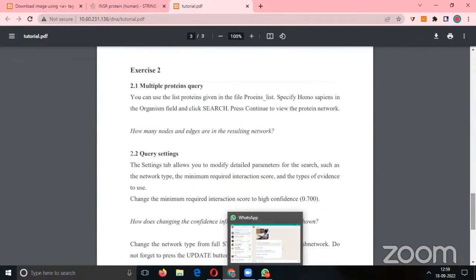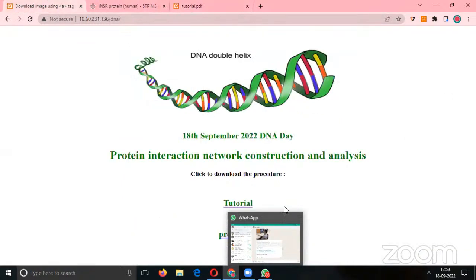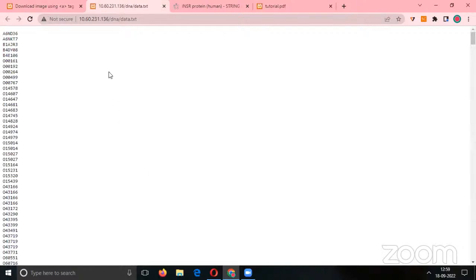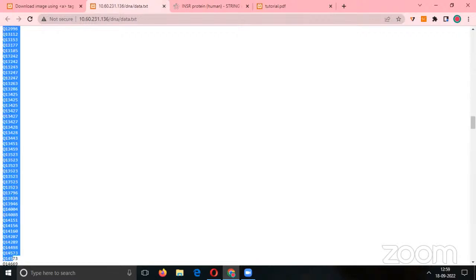The second exercise is basically to input multiple proteins. Okay. So for accessing these multiple proteins, you will have to go to the previous page. I mean, this particular page. Can you see the protein list? This is the data set. So you will have a list of proteins. Just copy this. You can even do it as Control A and C.